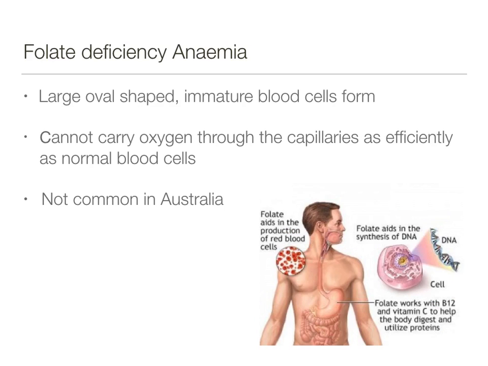It's worth noting here that anemia can also be caused by folate deficiency, in which case large, oval-shaped, immature red blood cells form. This is in contrast to the smaller red blood cells that form in iron deficiency anemia. However, the net effect is quite similar in that folate deficiency anemic cells cannot carry oxygen through the capillaries as efficiently as normal red blood cells. This deficiency is not particularly common in Australia, so we'll retain our focus on iron deficiency anemia.